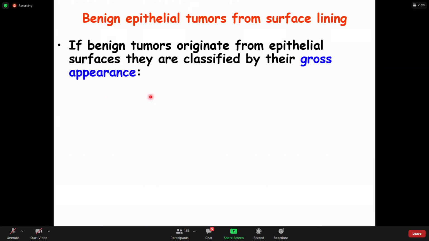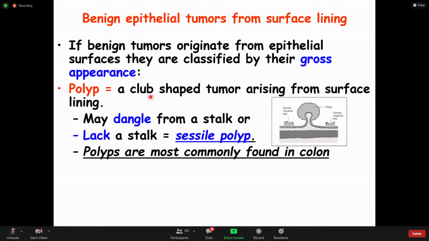All right, so let's see, what else? Oh, here is actually an example of a benign tumor mass that is arising from surface lining, what you call a polyp. So a lot of times, actually, it's going to dangle from a stalk. Okay, so a stalk like this. Here is the polyp. You can see that it looked like a club-shaped tumor arising from that surface.